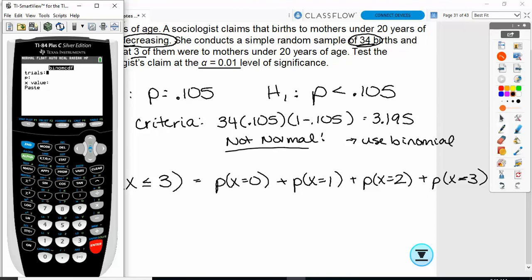All right, trials. That's our N. How many times do we do this? 34. P, what probability are we looking at? 0.105. X, we're trying to go up to x equals 3. And if we just hit enter, it will actually find the probability of everything less than 3. So hit enter one more time.